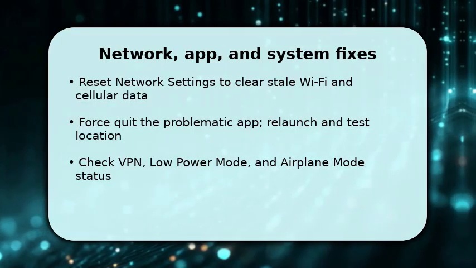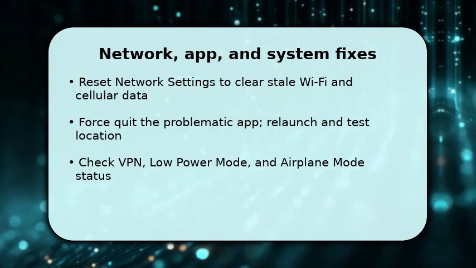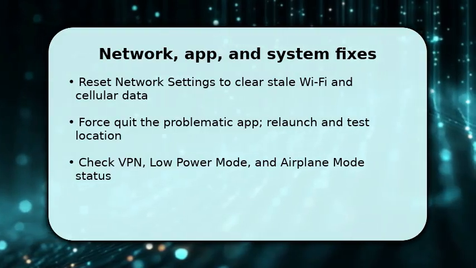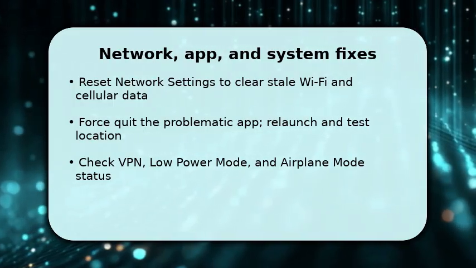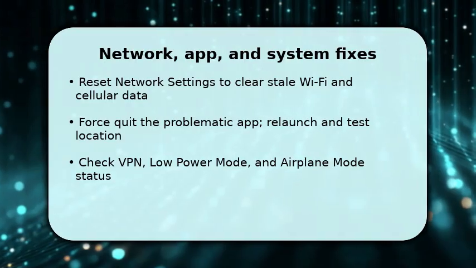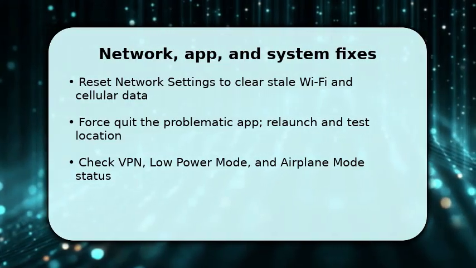Make sure VPNs aren't forcing traffic through distant servers, low power mode isn't limiting background location, and airplane mode is off. These steps restore the data channels the iPhone uses to combine GPS. Finally, escalate with minimal data loss.